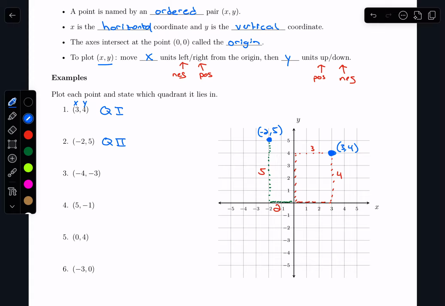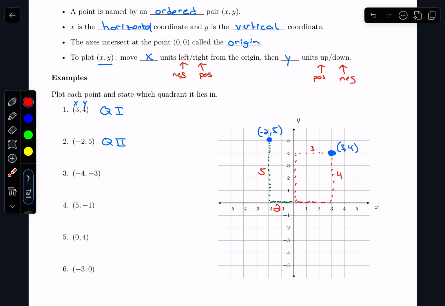So now we've done 2 of these so far. I can tell you what quadrant these are in without graphing them. The first one was 3, 4. It was positive and positive. That means I'm going to go right and up. So that's quadrant 1. For the second point, -2, 5, that told me that I was negative and then positive for the x and y. So that meant I was going to go left and then up. So that's always going to be quadrant 2.